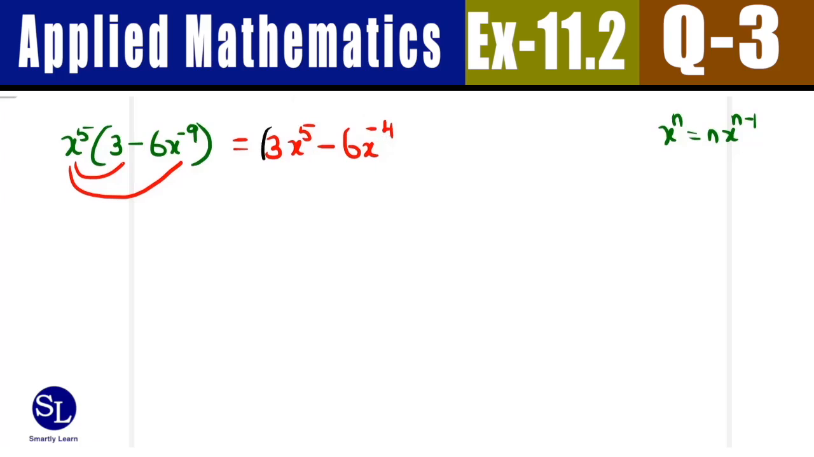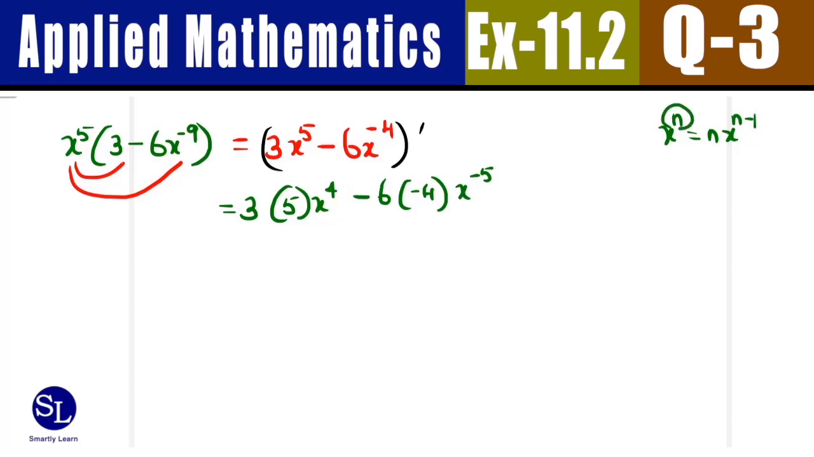Now we need to differentiate this particular function. We have only rearranged the input. So this is nothing but 3 into 5 into x power 4 minus 6 into minus 4 into x power minus 5. I'm applying n's value correspondingly. In the first case, it was 5. In the second case, it was minus 4.